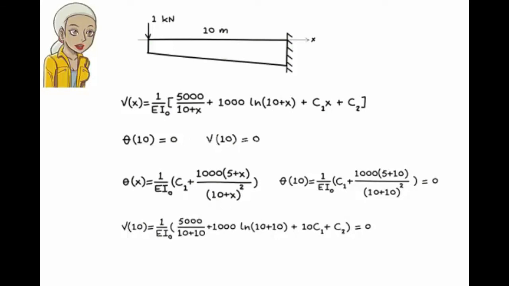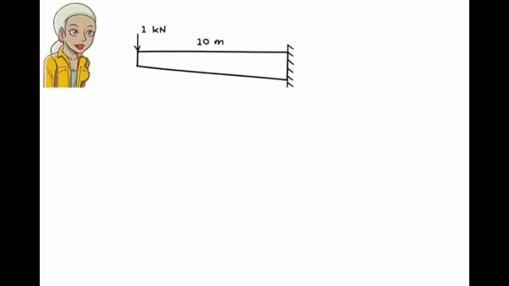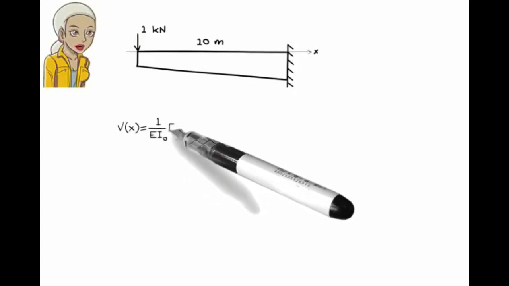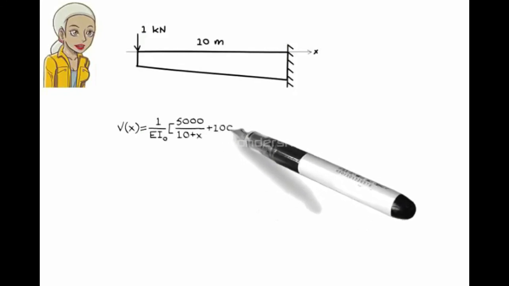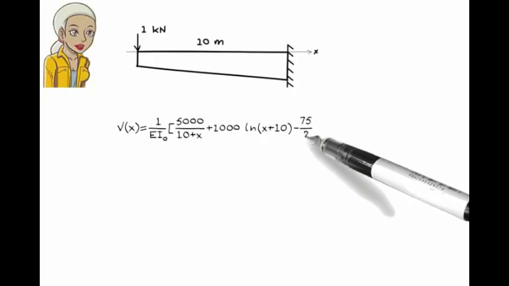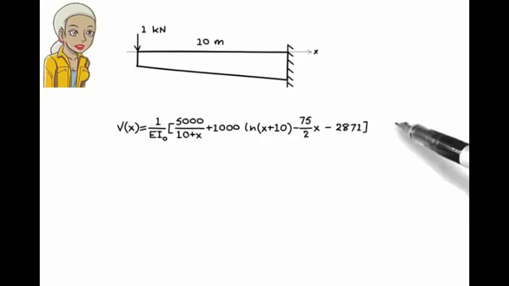Solving these equations for C1 and C2, we get C1 equals negative 75 over 2, and C2 equals negative 2,871. Therefore, the deflection equation can be written as v(x) equals 1 over E I naught times [5,000 over (10 plus x) plus 1,000 times natural log of (x plus 10) minus 75 over 2 times x minus 2,871].